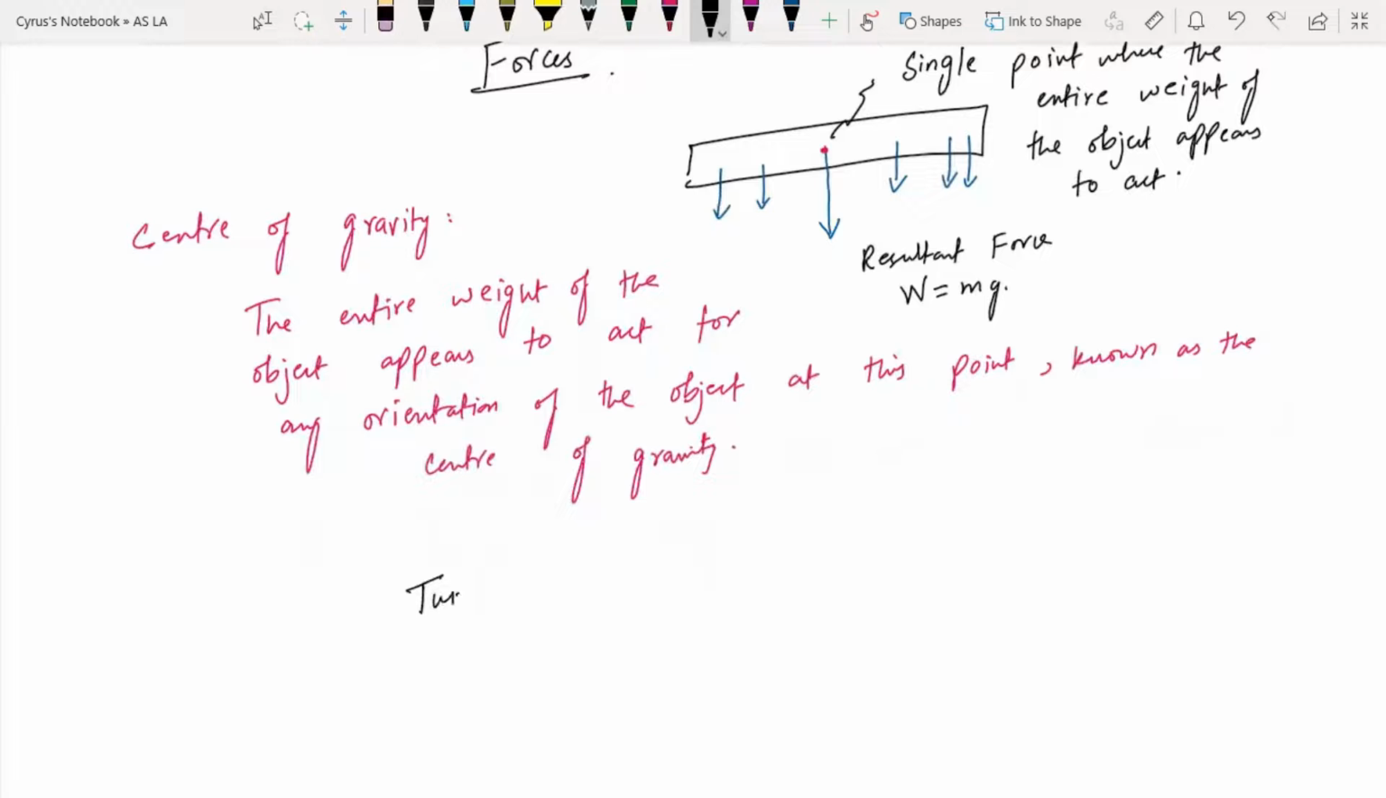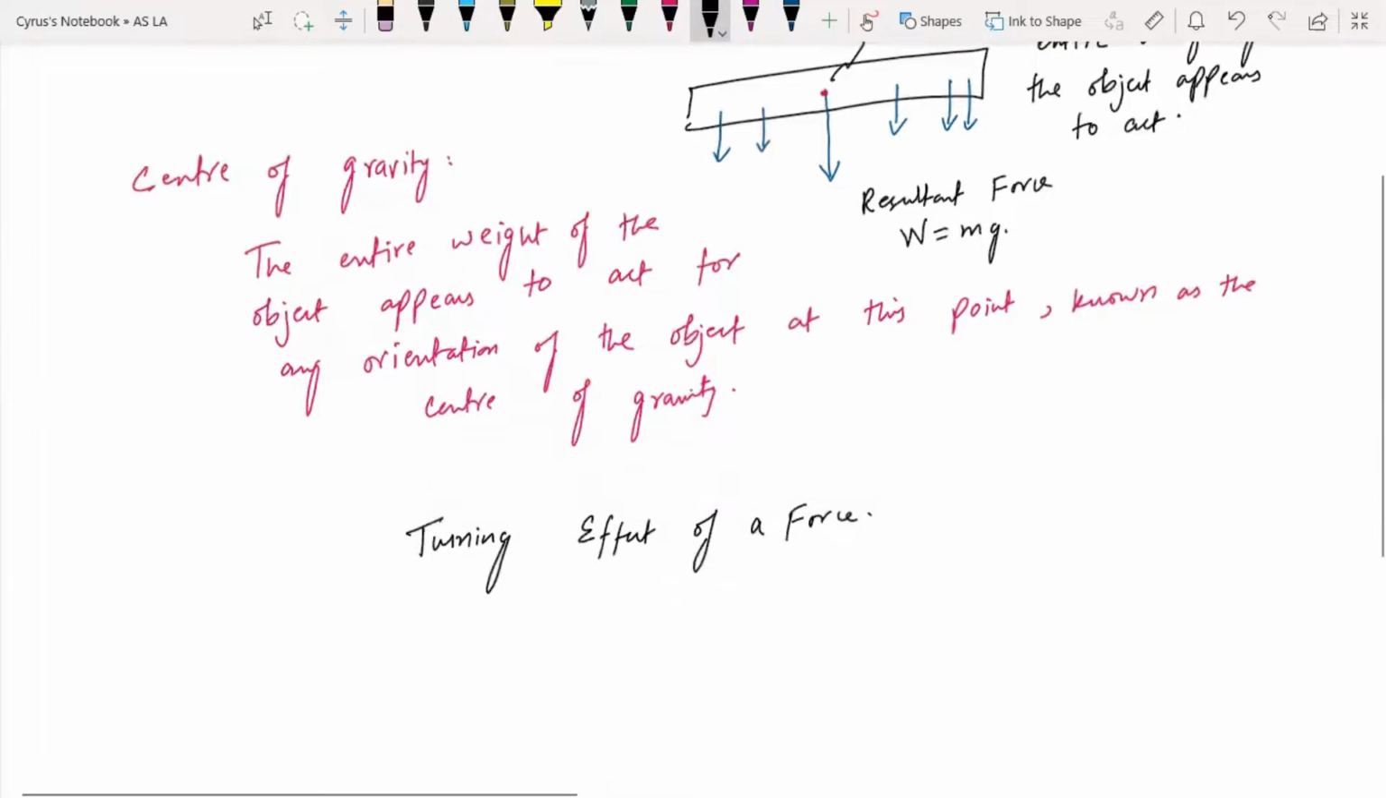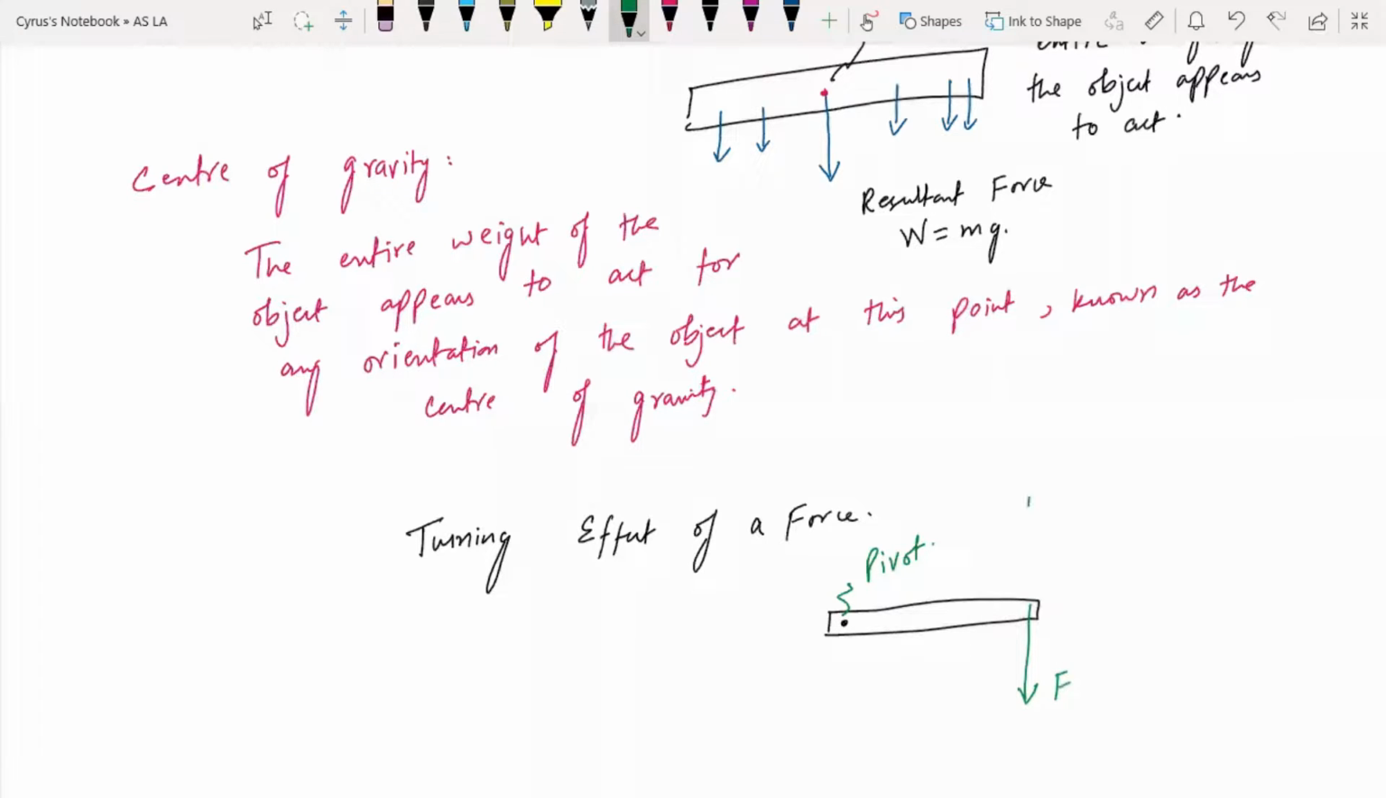पास है टर्निंग इफेक्ट ऑफ फोर्स. आप लोगों ने ओ लेवल्स में पढ़ा हुआ टर्निंग इफेक्ट ऑफ फोर्स. I have an object here, right? And this is the pivot that we have. We call this the pivot. Okay. If there is a force which acts perpendicularly like this is the force. Okay. And this is the line of action of force that we have. This is the line of action.